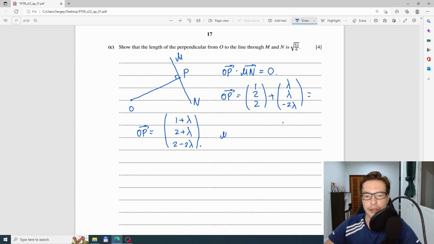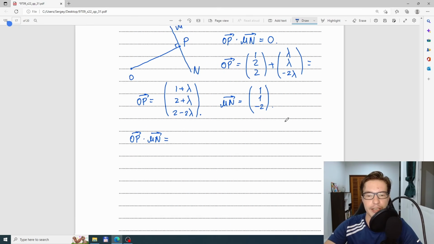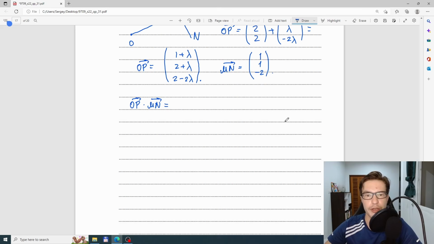And we already know vector MN. It is (1, 1, minus 2). Now let's calculate the dot product of OP and MN. It's x times x plus y times y plus z times z. So I will get 1 plus lambda plus 2 plus lambda minus 4 plus 4 lambda, and that must be equal to 0. So from here, I can find lambda. 6 lambda minus 1 equals 0, so that means lambda is 1 over 6.